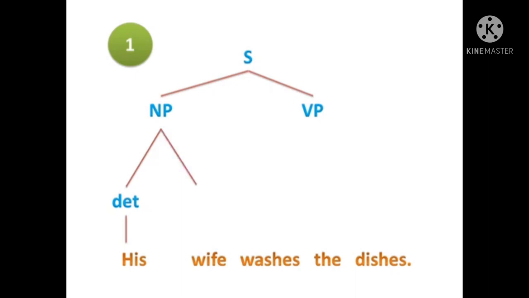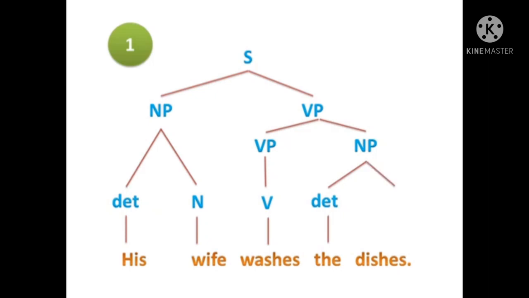Now we analyze the verb phrase. The verb phrase is divided into two parts: the first is a verb and the next is a noun phrase. The verb here is washes. The noun phrase consists of a determiner and a noun. The determiner here is the, and the noun here is dishes.